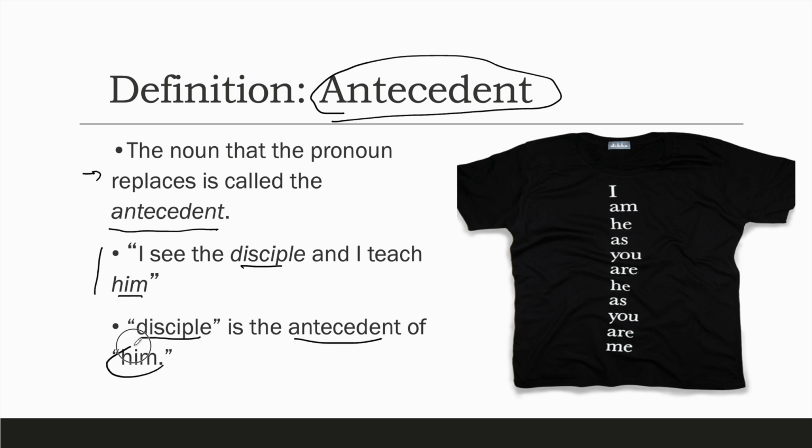So him replaces this noun, this antecedent, but also it's referring back to it. We logically go, oh, he's teaching him. The him is the disciple. So this is an important definition. So remember, antecedent is the word that the pronoun, the noun or the substantive that the pronoun is replacing.